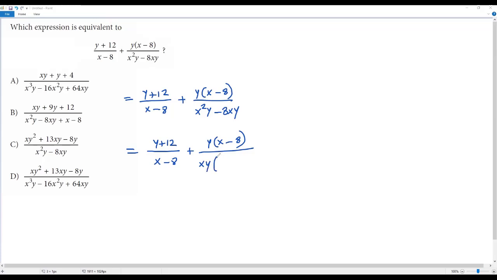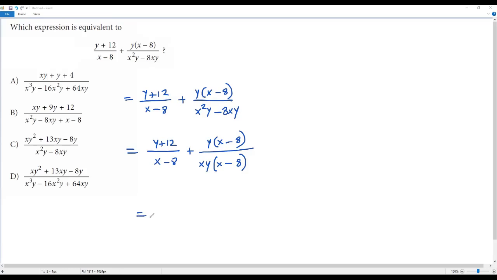When I factor xy out, to get the stuff inside the parentheses, I have to divide both terms by the one I factor out. When I divide x²y by xy, I'm getting just x. When I divide 8xy by xy, I'm just getting 8.